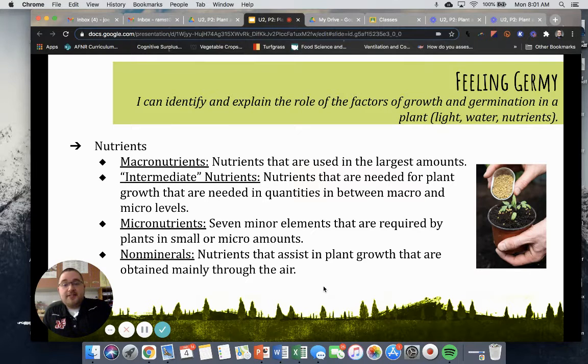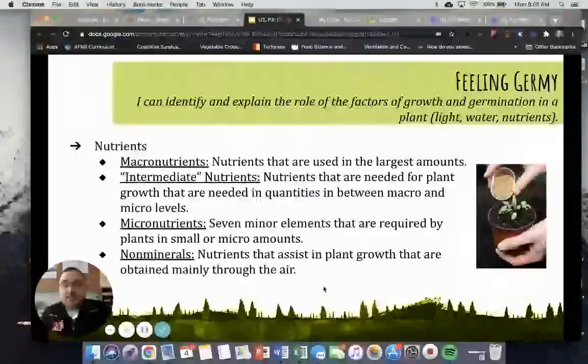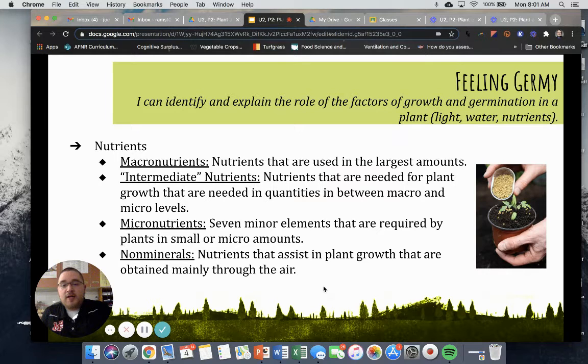Then we have our intermediate nutrients, and these are nutrients that are needed for the plant growth and are needed in quantities somewhere between macro and micro levels. And then, of course, we have our micronutrients, which are 7 minor elements that are required in small or micro amounts. So they're important. You still need them, but just not as much. Then lastly, we have our non-minerals, and these are nutrients that assist in plant growth that are obtained mainly through the air. So, for example, oxygen.